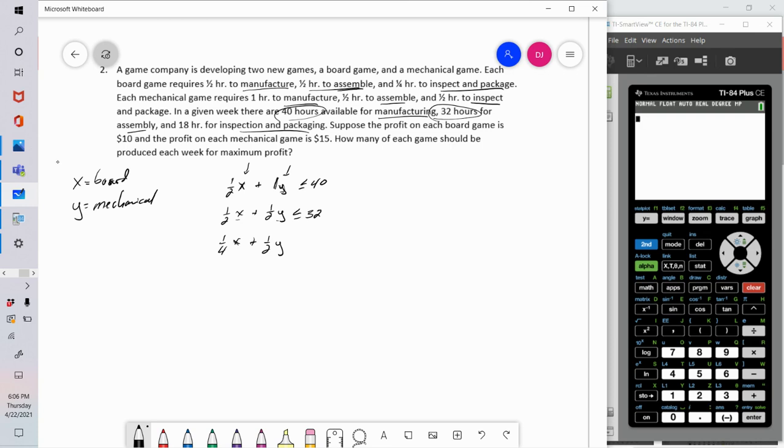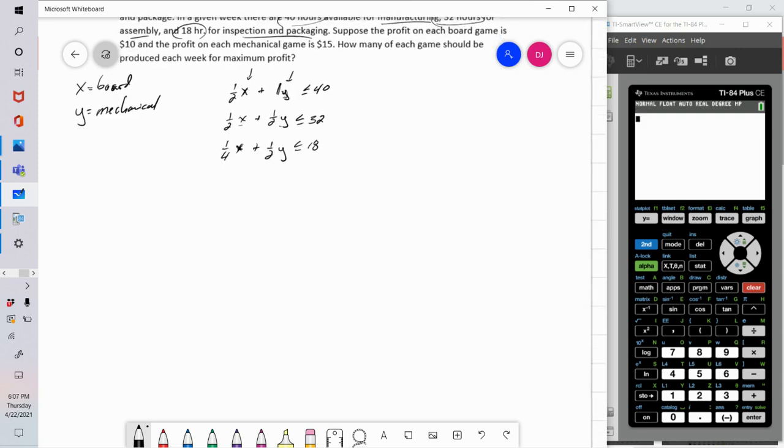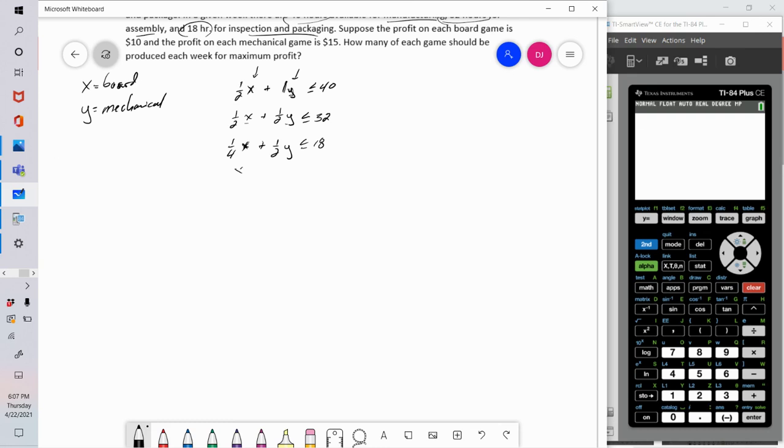Quarter of an hour to inspect and package each board game, half an hour to inspect and package each mechanical game, and we have a total of 18 hours available for inspecting and packaging. Okay. Now, the other reality here is that X, the number of board games, and Y, the number of mechanical games, must both be bigger than 0. You cannot manufacture fewer than 0 games.